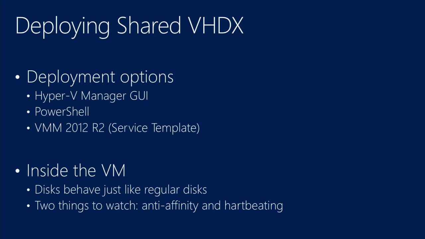A couple of things I want you to think about. One is anti-affinity. If you want to make this solution highly available, you want to make sure that you don't deploy the two VMs on the same host, because that host then becomes a single point of failure, right? So you want to spread the VMs across multiple physical nodes, even though they are guest clusters. The other thing is heartbeating, as we were talking about, right?